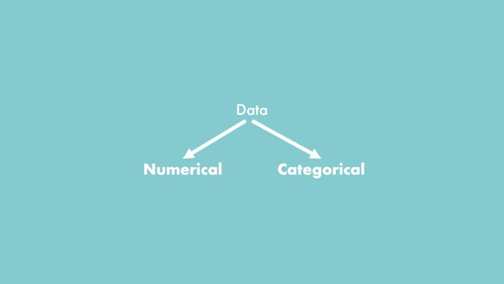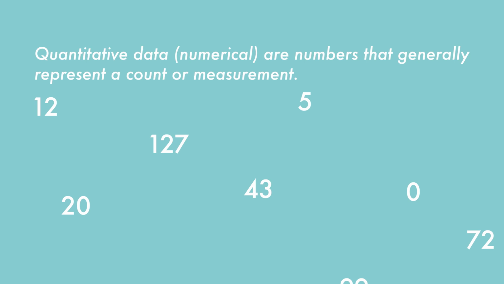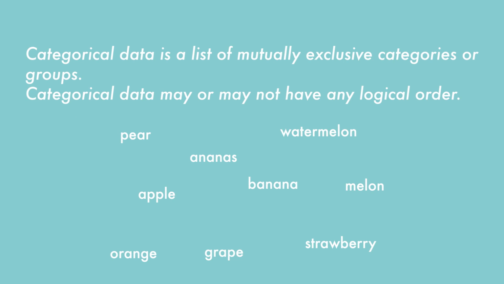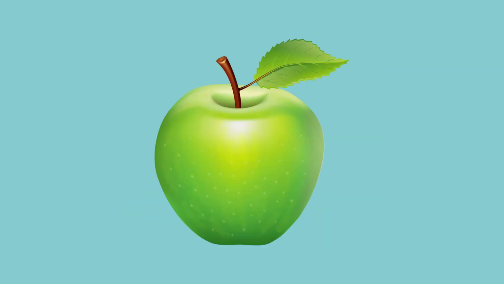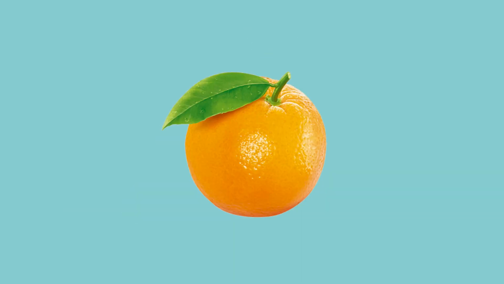It is important to distinguish quantitative, that is, numerical, from categorical data. Quantitative data are numbers that represent a count or a measurement. Categorical data is a list of categories or groups. It may or may not have any logical order. For example, for the fruit case, we have many categories of fruit that are mutually exclusive. A pear cannot be a banana and an apple cannot be an orange, for example.